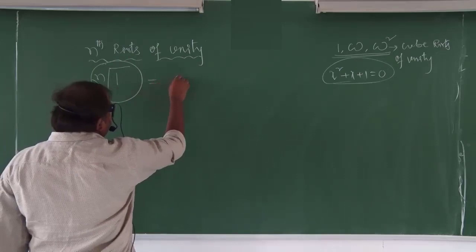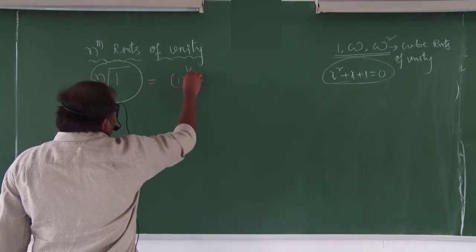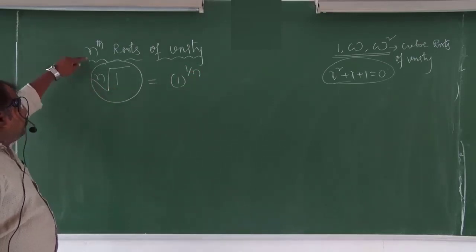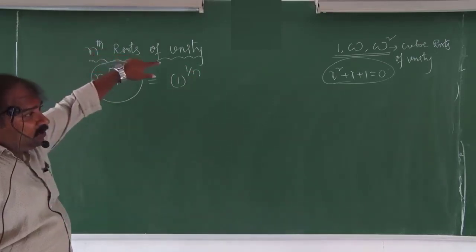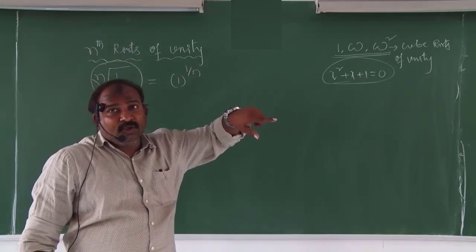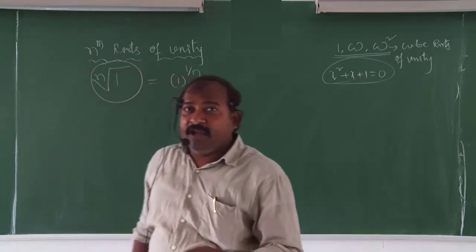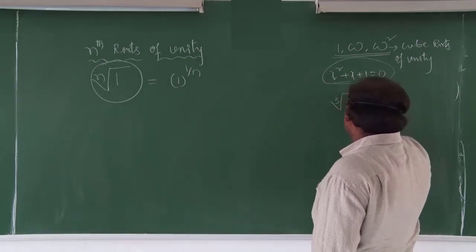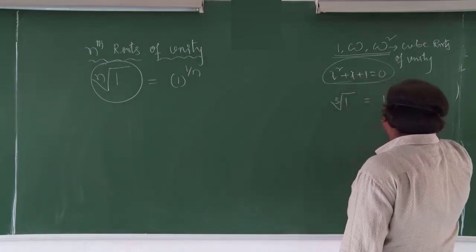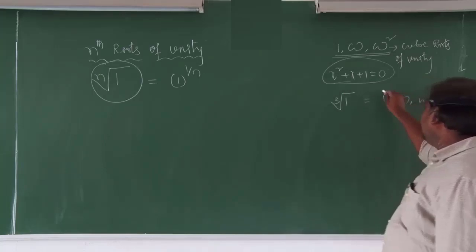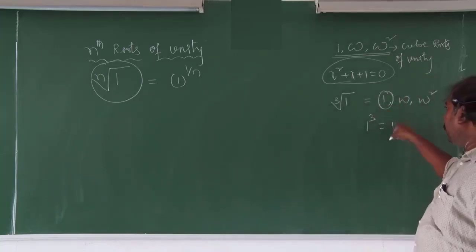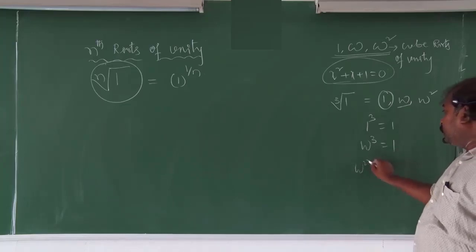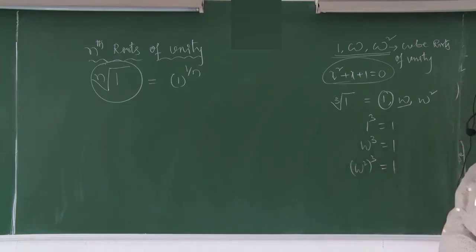And this is how you can write 1 power 1 by n, like this. Now, of course, here I am using the cube root of unity. Cube root of unity means we have to get 3 values. Indirectly, the cube root of 1 gives 1, omega, omega square. What does this mean? If you cube this one, you will get 1. If you cube this value, again you will get 1. If you cube this value, again you will get 1.